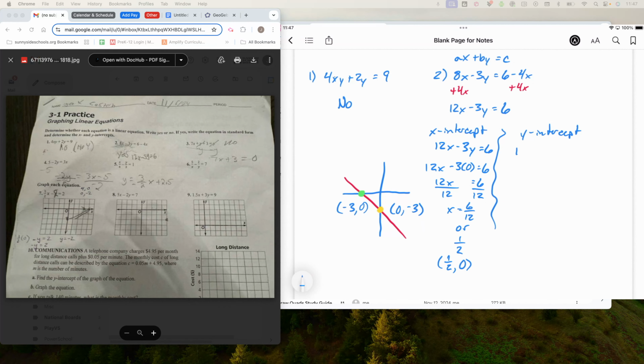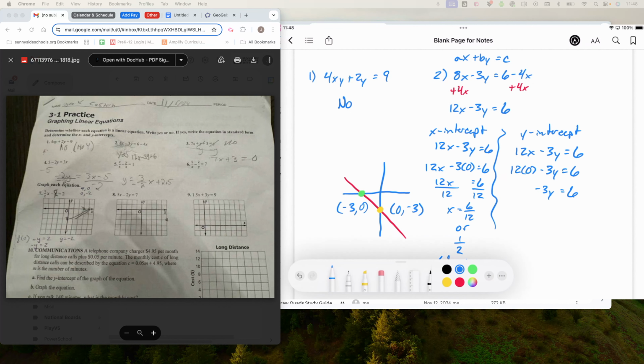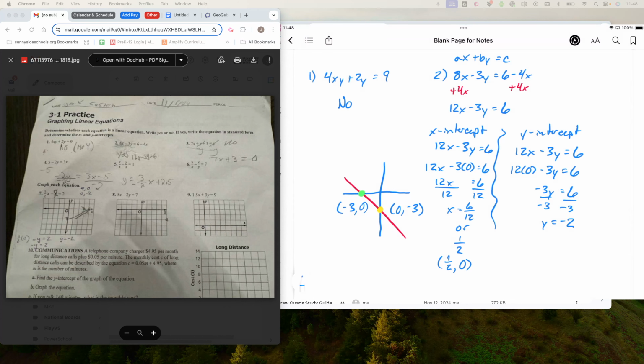The y-intercept happens when the x value is 0. So we'll put 0 in for x. And we get negative 3y is equal to 6. Divided by negative 3, we get y equals negative 2. So the y-intercept would be at the point 0, negative 2. As you can see, this requires a lot more work than the space that is provided on the page to figure out these intercepts. So I'll leave that there. You can pause if you need to before I move on.